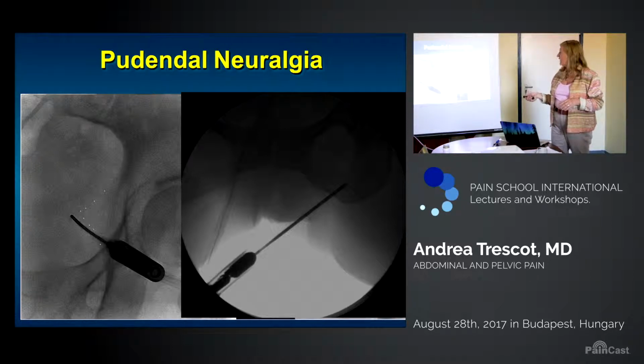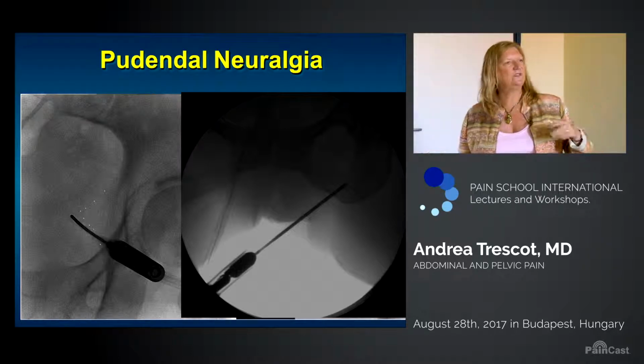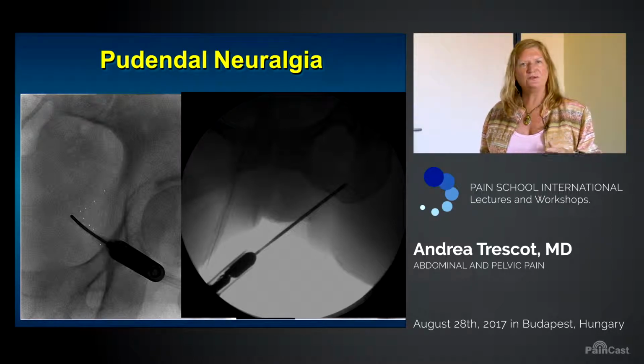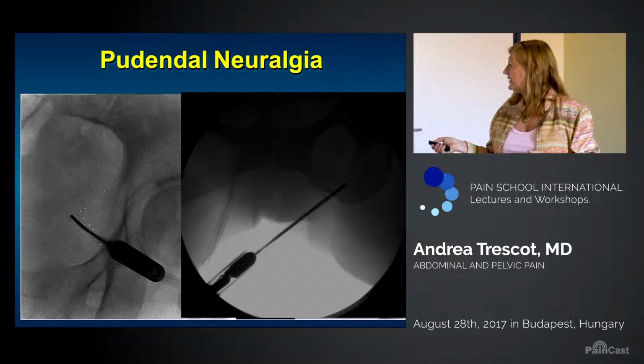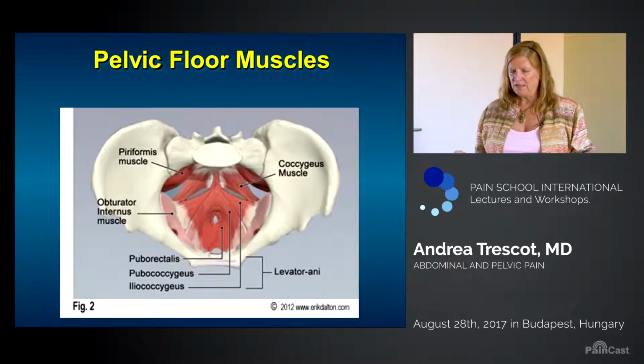You could do cryo at the ischial spine, though only do one side, don't do bilateral for that because you'll lose too much in the way of pudendal sensation. And then you can do cryo at Alcock's Canal or anywhere along the path there.